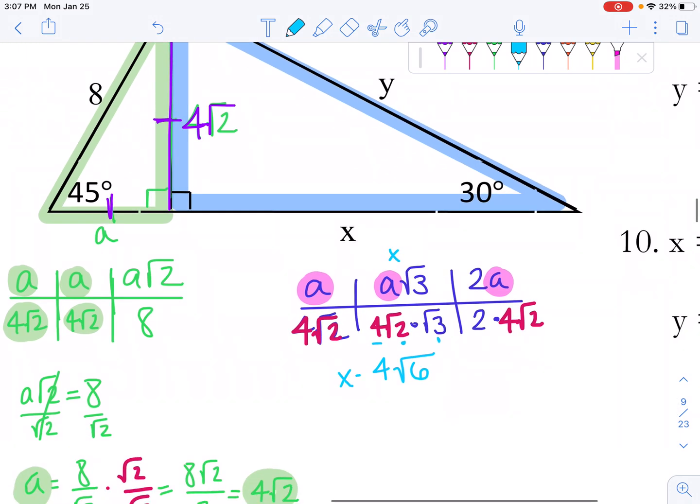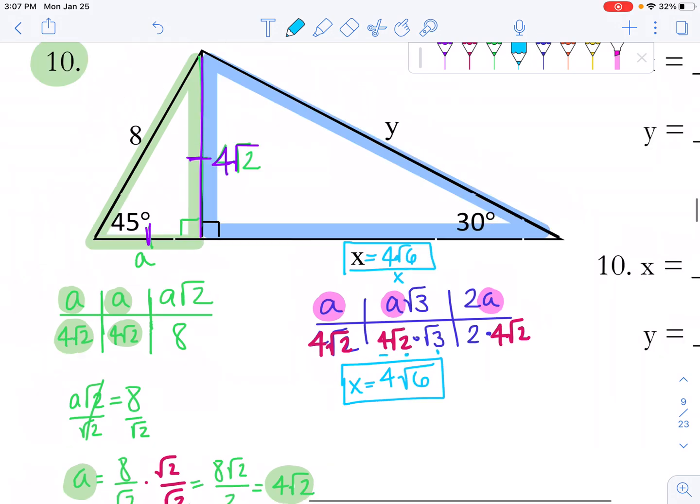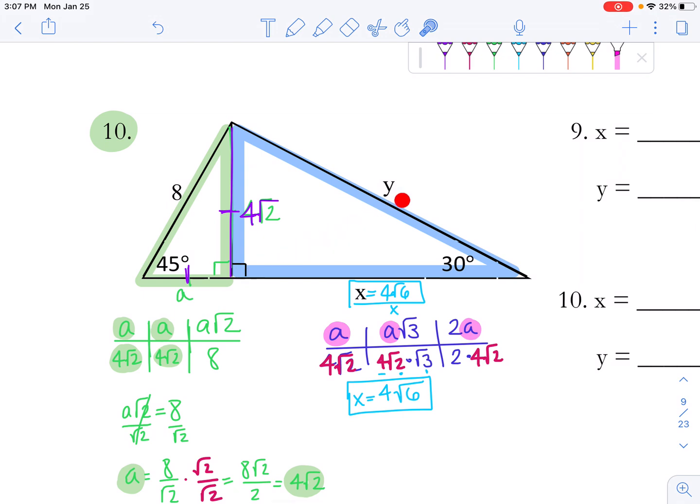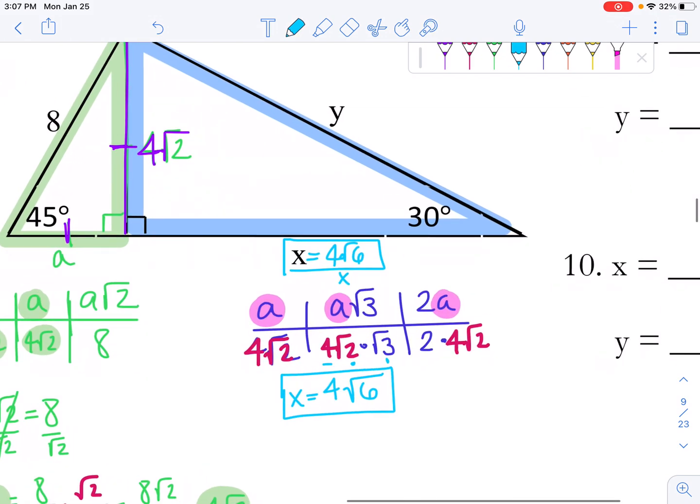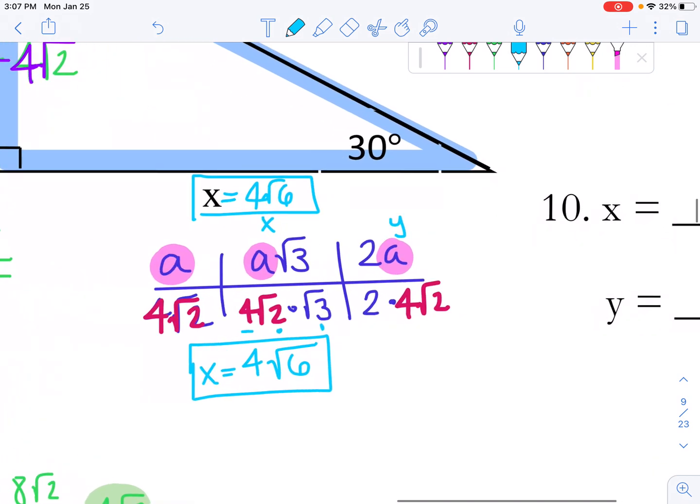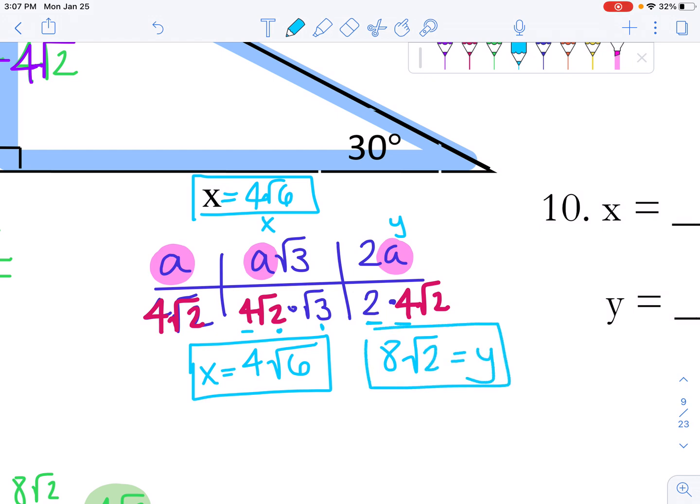The side opposite the 60, in this case, is x. X is 4 root 6. That's the side opposite the 60 degree. What about the side opposite the 90? Our hypotenuse, our 2A, well, that's going to be whatever y is. So I multiply outside numbers. It's 8 root 2. This is what y equals.